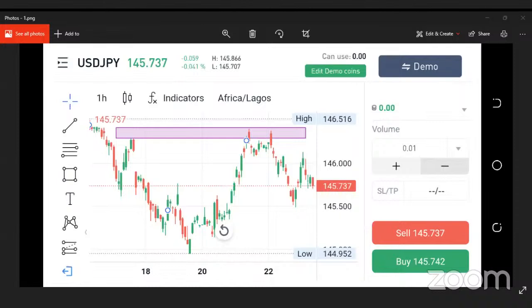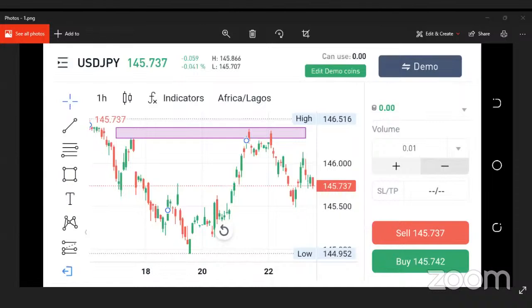Okay, and then we have the three types of analysis. One is the fundamental analysis. The second one is the technical analysis, and then the third one is sentiment analysis, or sentimental analysis, anyhow you want to call it.